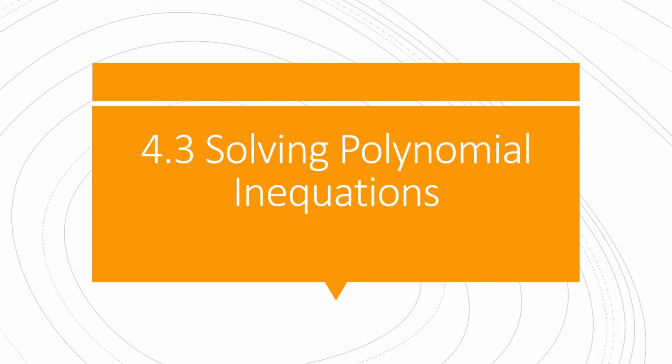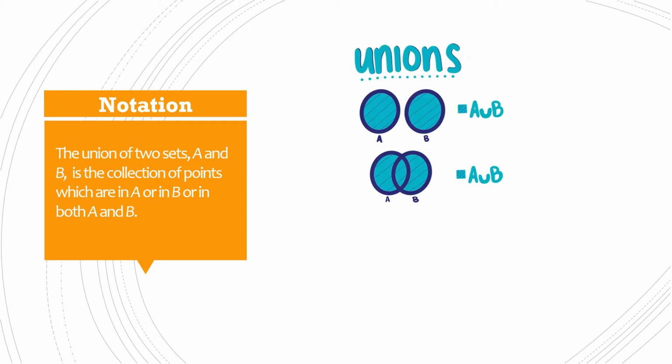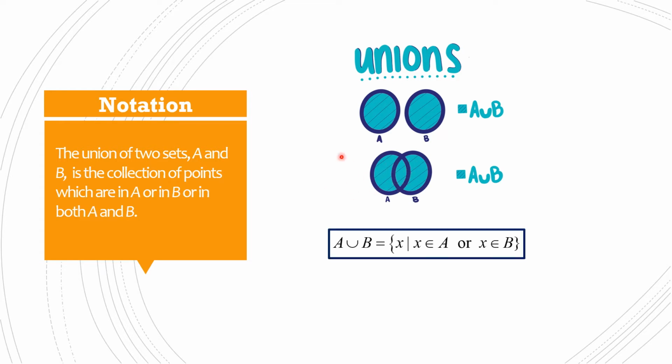Today's advanced functions lesson is on solving inequations. So here's some notation. You've probably done work with union and intersection of sets in elementary school with Venn diagrams. So here's what union means. You've got two sets, A and B, and when we put them together, the union of them is the collection of all. So this is the way we write the notation.